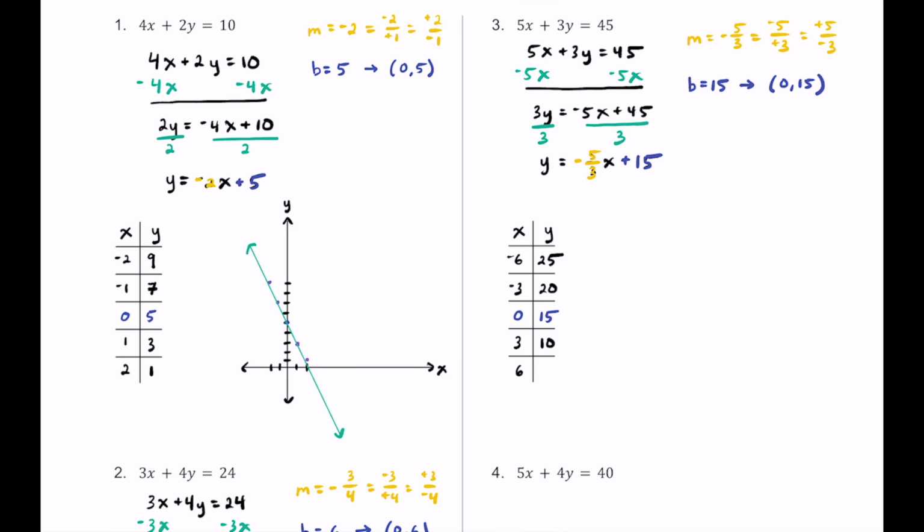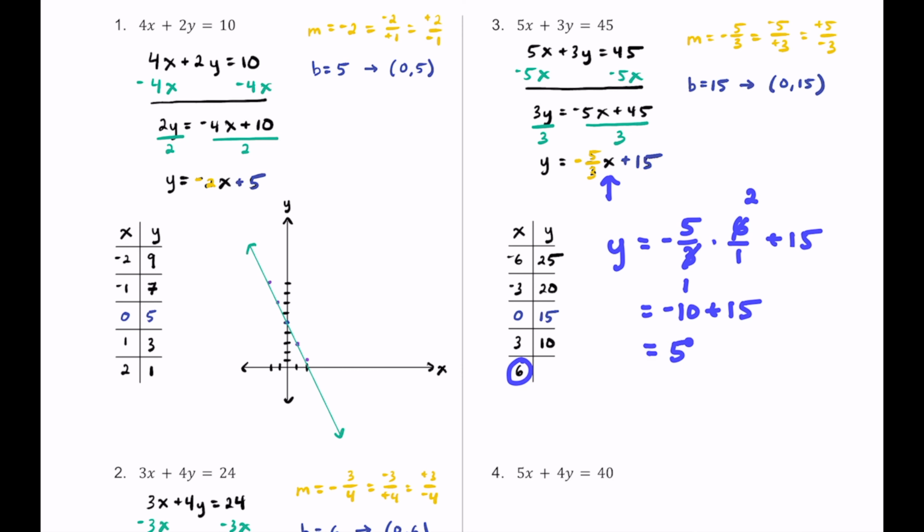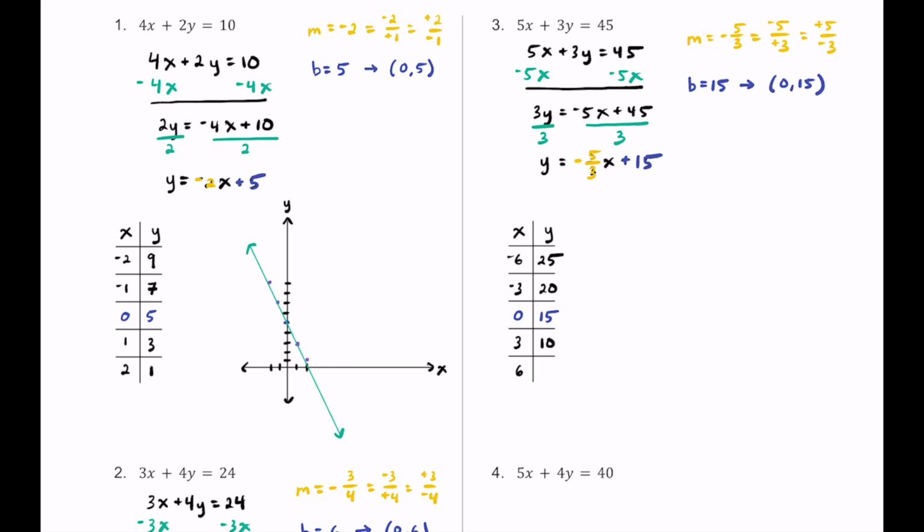And then finally we have x equals 6. Let's substitute that in. So we're going to say y is equal to negative 5 over 3 times 6 over 1 plus 15. And the 3 and the 6 will cross cancel, so we get 1 and 2. Negative 5 times 2 is negative 10. Negative 10 plus 15 will equal positive 5. So when x is 6, y is 5. All right, cool. Now we've filled out this table together.